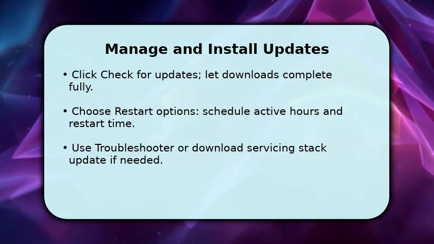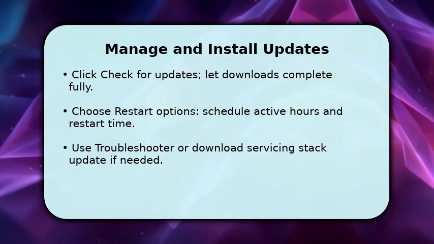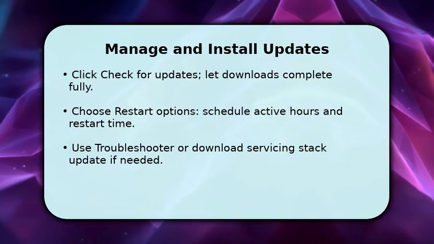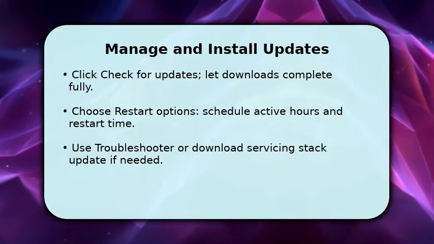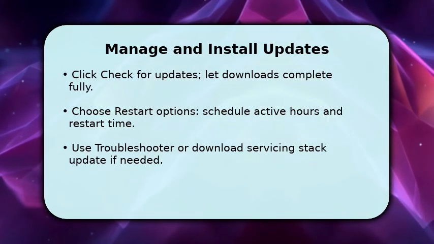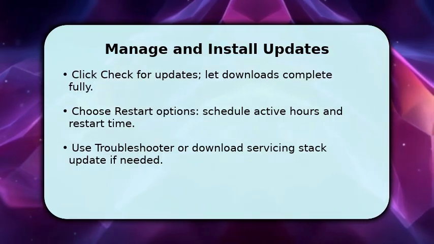If an update stalls or fails repeatedly, run the Windows Update Troubleshooter and install the latest servicing stack update manually. These repair the update pipeline and often resolve repeated errors.